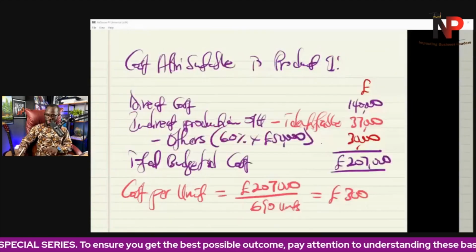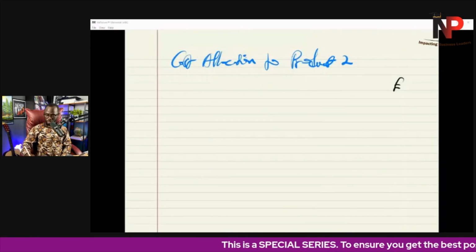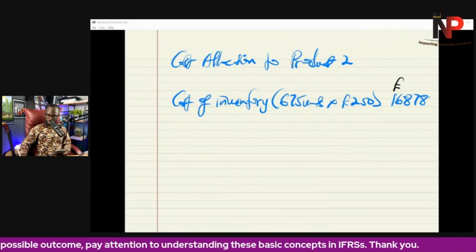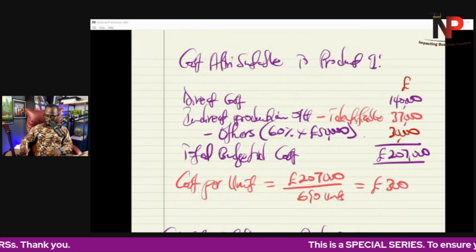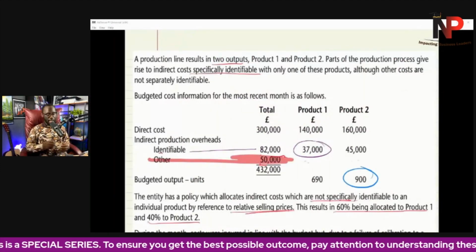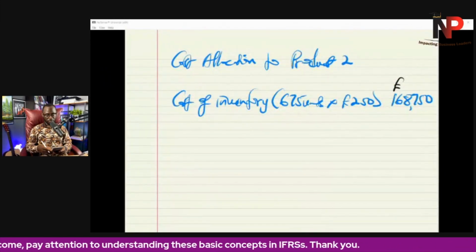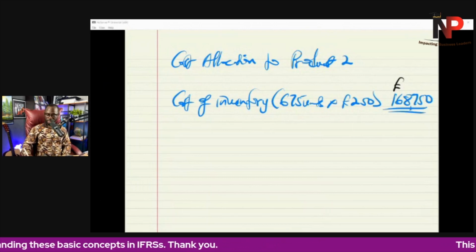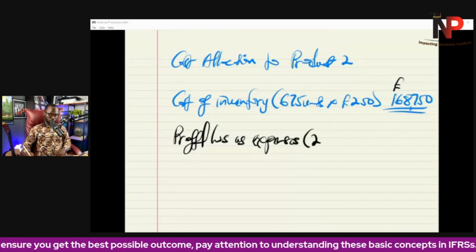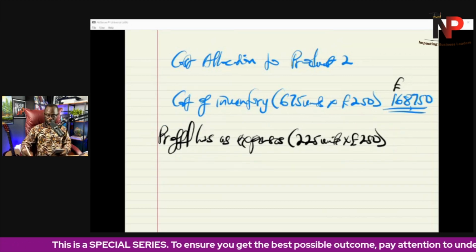So let's see. It says that only 675 was taken into inventory. So 675 times the cost per unit for the second product, which is 250, is 168,750. Remember they said the remainder produced had to be scrapped. So what is the remainder? Remember for product 2, we are supposed to make 900. So 900 minus 675 will be 225. That has to be expensed in the P&L account, because if it has to be scrapped, it has to be expensed. So profit or loss as expense will be the 225 units that went into scrap times the 250 per unit, and that will give us an amount of 56,250.